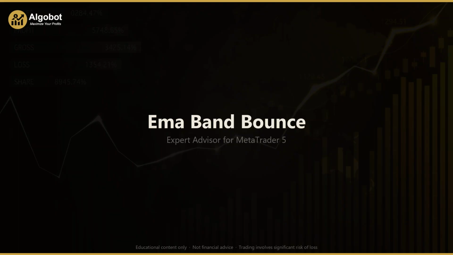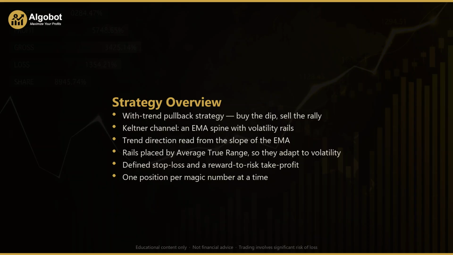Let's get started. So what exactly does the Ema Band Bounce expert advisor do? At its heart, this is a with-trend pullback strategy. In plain language, that means it does not try to catch tops and bottoms against the market. Instead, it waits for the market to already be moving in one direction, and then it looks to join that move on a temporary dip or rally. Traders often call this buying the dip in an uptrend or selling the rally in a downtrend.